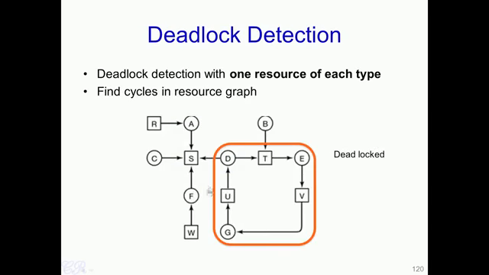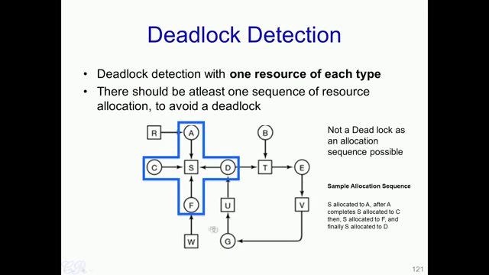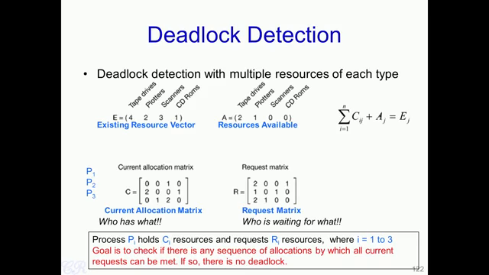However, the presence of a cycle in the resource allocation graph will indicate that a deadlock is present in the system. This technique of finding cycles in the resource allocation graph would work well with systems where there is one resource of each type. Now, suppose we had systems where there were multiple resources of each type, then another algorithm would be required. So, let us give an example of how that would work.